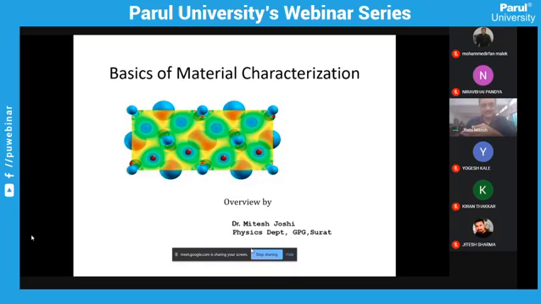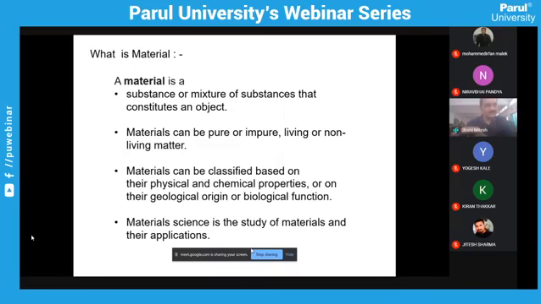So a material is a substance or object which basically constitutes particles. They can be pure, impure, living, non-living matter, and may be classified in different categories, like according to physical properties, chemical properties, or biological functions also. So you have different types of materials, and there is a particular science where you can study these materials, their properties and their applications. So material science is the study of materials and their applications.